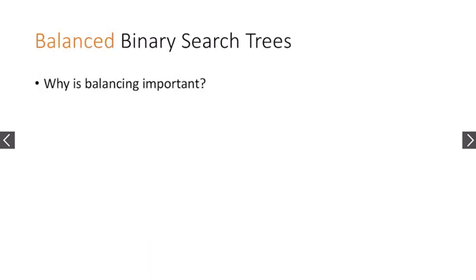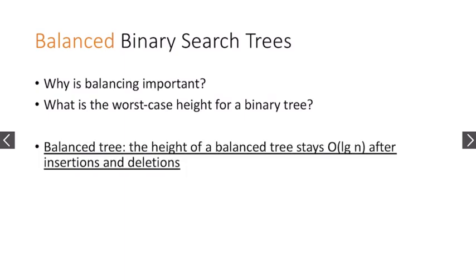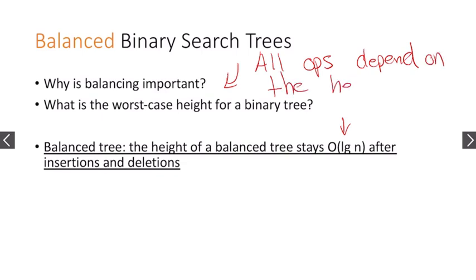All right, so finally, let's summarize binary search trees. Why is balancing important? So we talked a lot about the different operations. What is the worst case for a height for a binary tree? Well, a balanced tree means that the tree height stays around big O of log n, and that's important because pretty much all operations depend on the height of the tree.